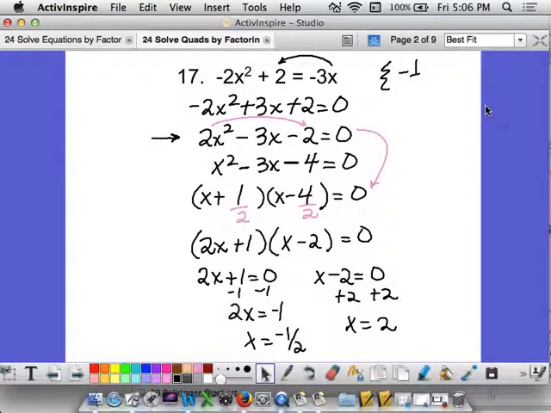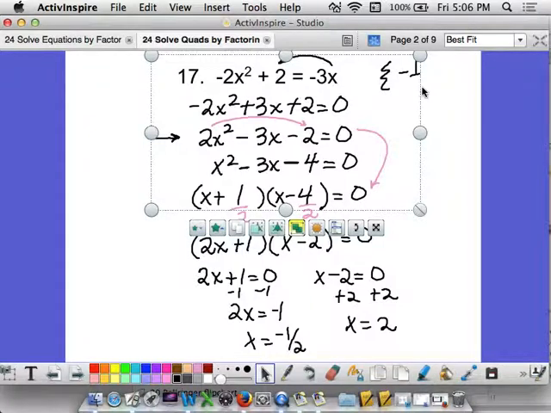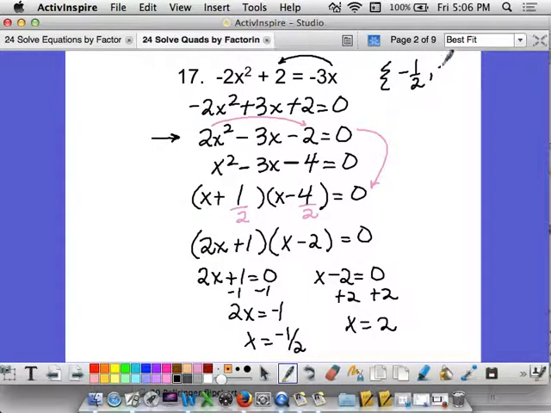Well, negative 1/2. I've lost my pen. 2. So that's going to be my answer right there. And to check it, it really is pretty easy to check if you wanted to. You can plug it in right here and plug it in right here, and the left side will equal the right side. Plug in negative 1/2. Do the multiplication and addition. Plug in negative 1/2. You'll get the same, in this case, the same decimal. So they're easy to check.